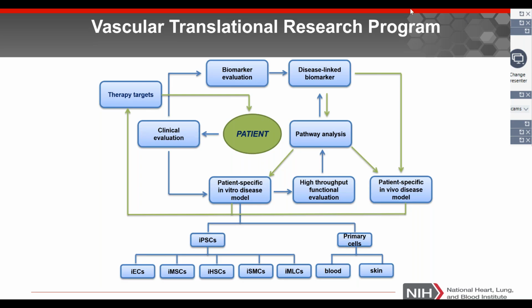So this shows you our program. As I said, the center of this program is the patient. So these patients come to the clinical center where we perform the clinical evaluation, as I indicated, with all the members of our team. And then we collect biomarkers to identify disease-linked biomarkers. And then we try to model this very complex disease that manifests in the blood vessel in the brain in a very specific way by developing patient-specific in vitro disease model systems. And as I said, we use stem cell technology. This is called iPS cell technology, or induced pluripotent stem cells, that we use to model certain tissue so we can study it in a patient-specific way. We also use primary cells from the patients, like blood cells or skin cells.